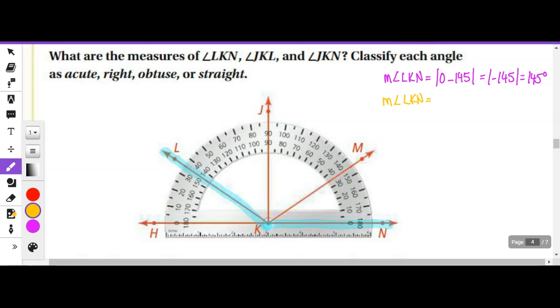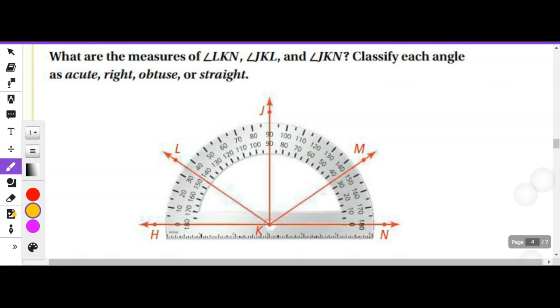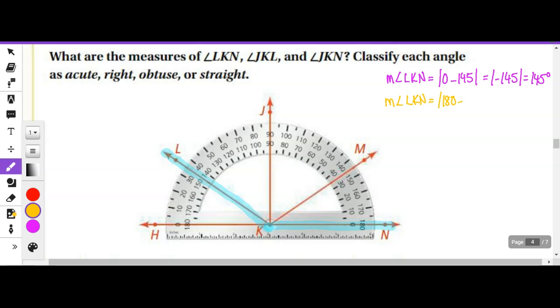So let's go ahead and do that one again, but let's use the other set of numbers. If I use the outer numbers, it's 180 minus 35. 180 minus 35 is equal to the absolute value of 145, which is equal to 145 degrees. So it doesn't matter if you use the outer numbers or if you use the inner numbers, as long as you're consistent in each problem.